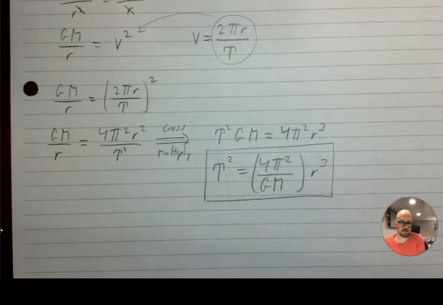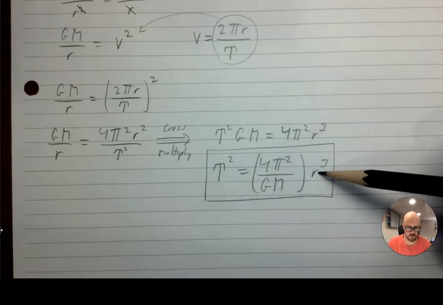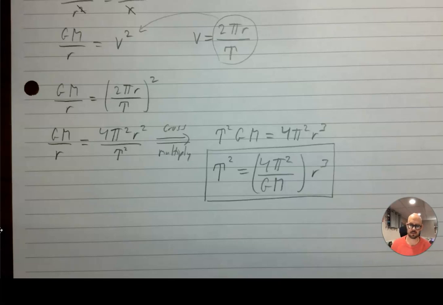Using this equation, you could actually find the orbital period of a satellite if you knew its average orbital radius and the mass of the sun, the star that it was orbiting. So that's that.